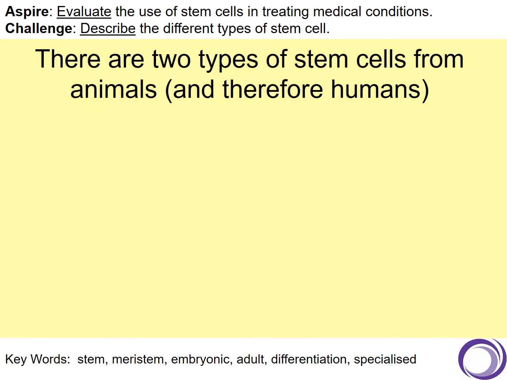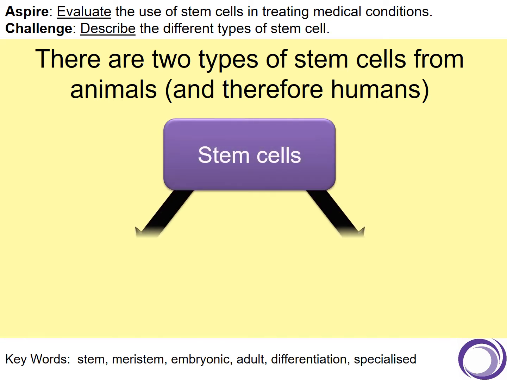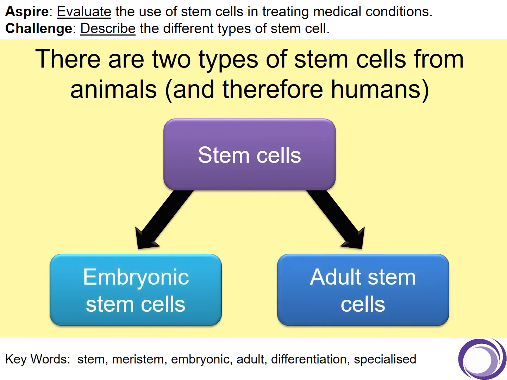There are 2 types from animals, and remember we are animals, so humans and animals. There are 2 types of stem cells we can get, and they are embryonic stem cells and adult stem cells. Now, for a change, this isn't too difficult. Adult stem cells come from adults, and embryonic stem cells come from embryos. That's a cell which is being developed in the womb.